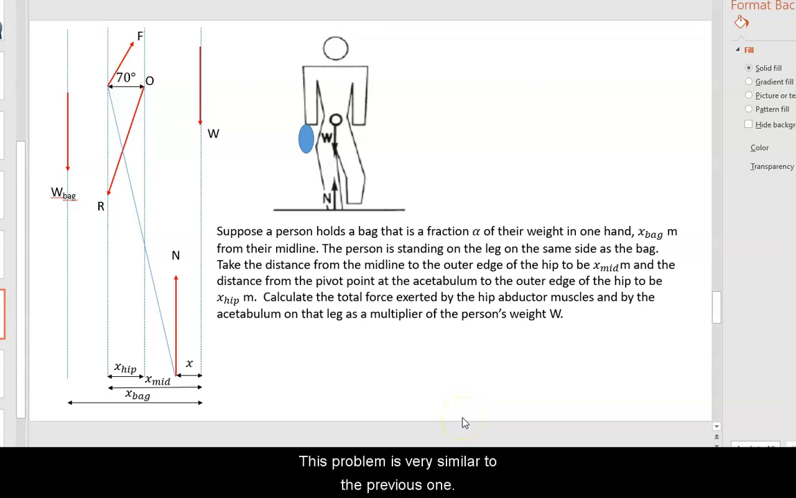This problem is very similar to the previous one. We have a person holding a bag. This time the bag is on the same side as the leg they're standing on. Suppose you're holding this bag, right?